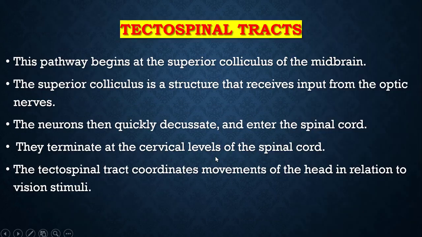Tectospinal tract. This pathway begins in the superior colliculus of the midbrain. The colliculus is a structure that receives input from the optic nerve. The neurons then quickly decussate and enter the spinal cord. They terminate in the cervical level of the spinal cord. The tectospinal tract coordinates movement of the head in relation to visual stimuli.